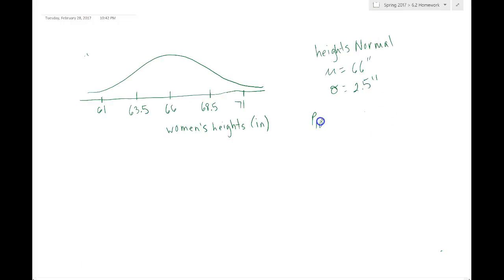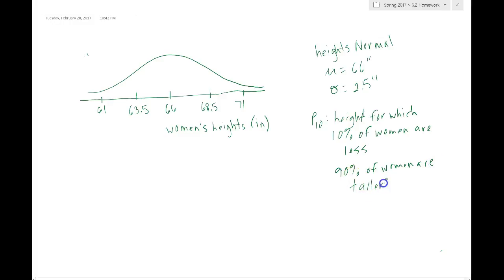So the 10th percentile in this case is the height for which 10% of women are less than that value. Similarly, you could think of it as 90% of women being taller than that height, whatever that height is. So I can already see that I'm going to be on this end of the spectrum.